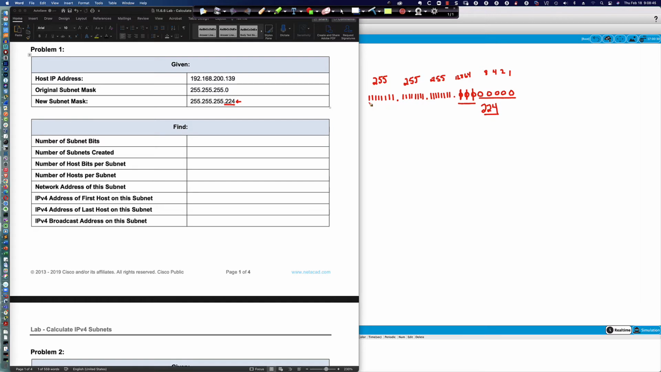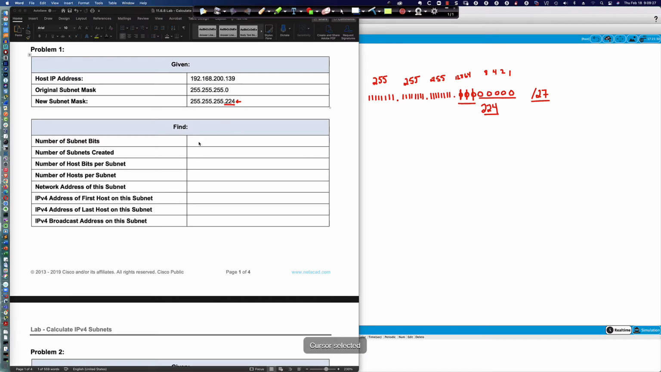So now how many total bits are used to represent the network portion of the address? Well, we can see it's going to be 8 plus 8 plus 8 plus 3. In other words, this is where we end up with our CIDR notation of a /27. And so you can see we've got the /27 here because 27 of the bits are used to represent the network portion. So number of subnet bits, and you could read this 2 ways.